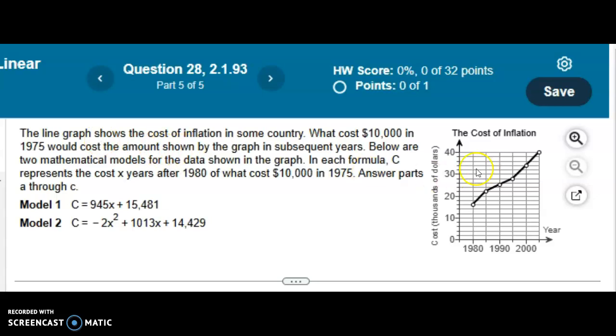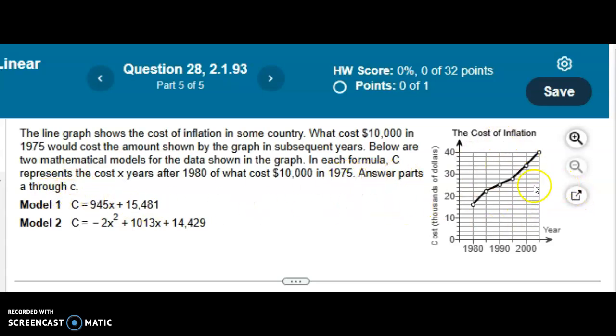So it says the graph here shows the cost of inflation in some country. What cost $10,000 in 1975 would cost the amount shown in the graph in subsequent years. Below are two mathematical models for the data shown in the graph. In each formula, C represents the cost, and x represents the years after 1980, of what cost $10,000 in 1975. Answer parts A through C.